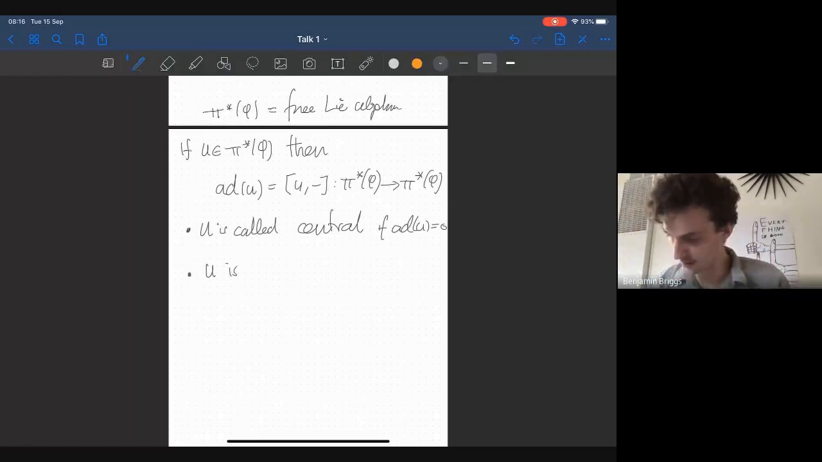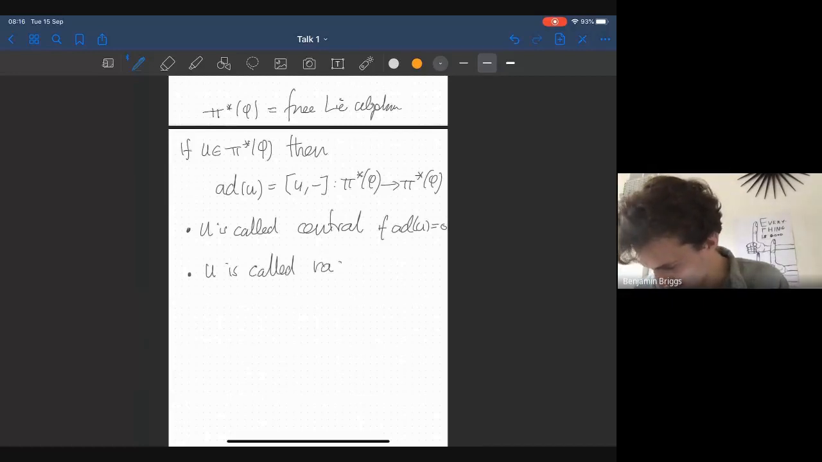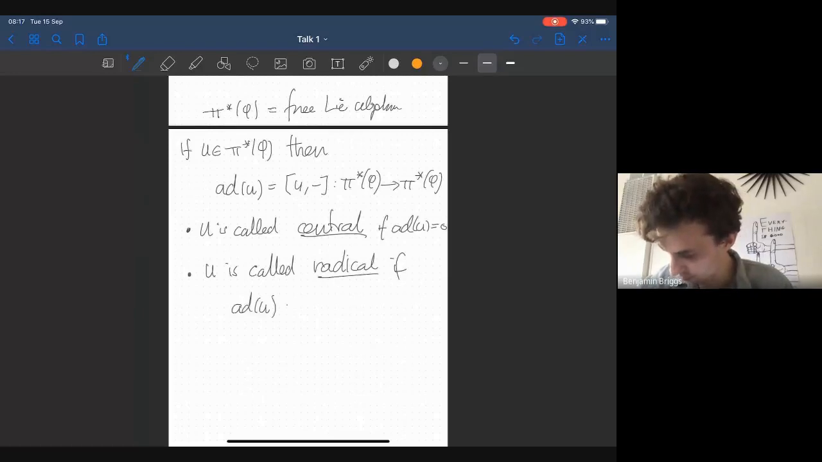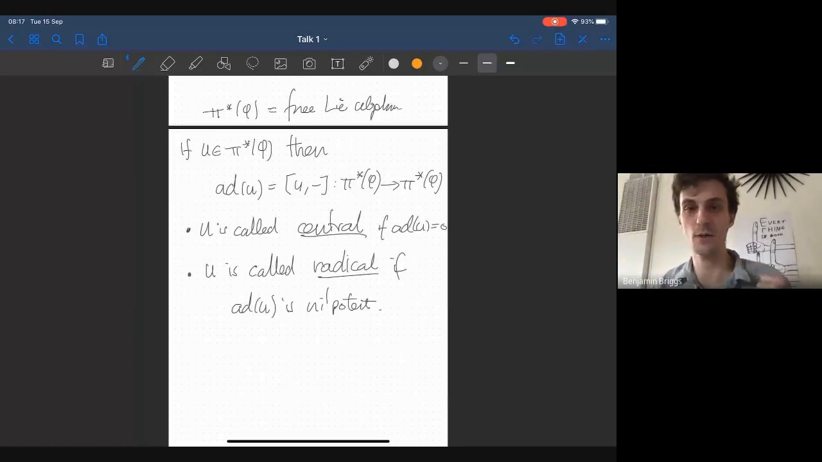But more interesting, for me at least, is that U is called radical if we weaken this to just saying that ad U is nilpotent. So rather than bracketing with U being 0, bracketing with U is nilpotent. If you take anything and bracket with U enough times, you get 0. So it's not central, but it becomes central if you apply it enough times.